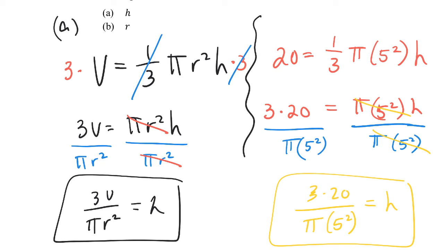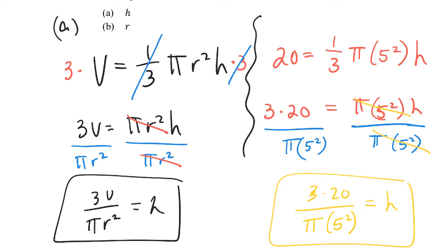Just take a look and go step by step. If you're not seeing it, recognize this is 3 times the volume, which would be 60, over 25 pi, right? You would write that as a 25 normally. But look at the nature of the problem. 3V, 3V. Pi 5 squared, pi r squared. It's the same exact approach I would take if I had numbers.